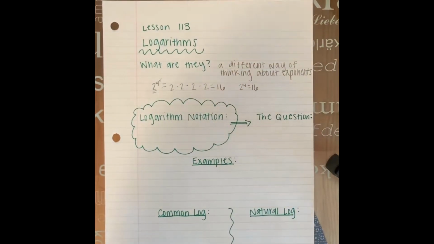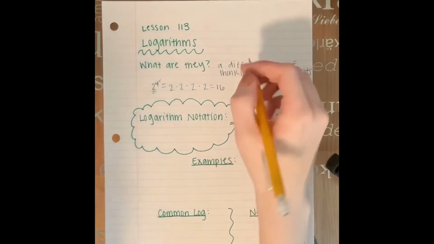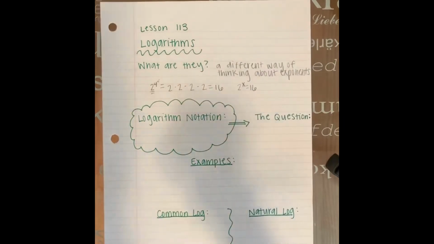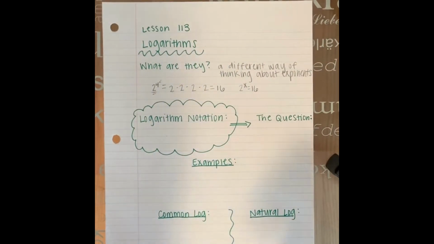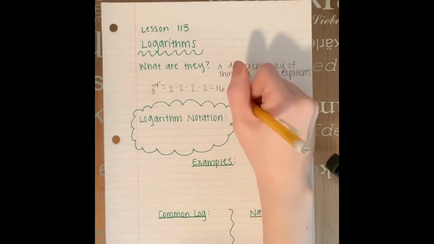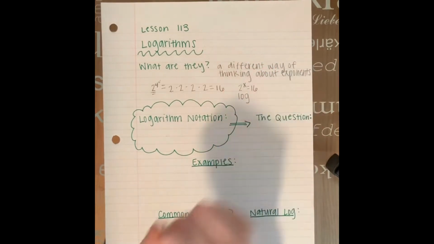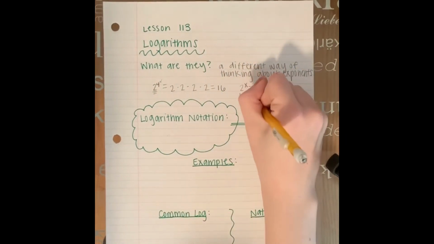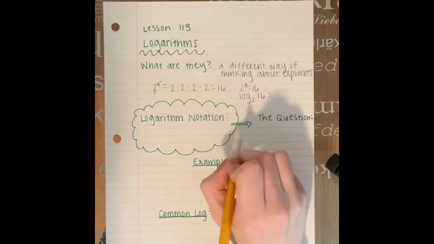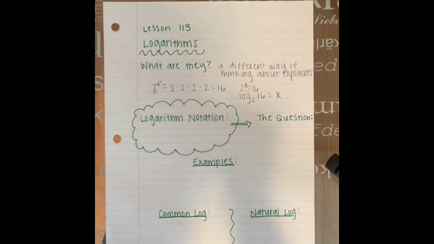Well, here's what a logarithm says. A logarithm says, what if I didn't know this exponent right here? What if I had 2 to the x equals 16? What power of 2 equals 16? That is what a logarithm is asking. 2 to what power equals 16? The way I would write that is log with a base of 2 of 16 equals a power.